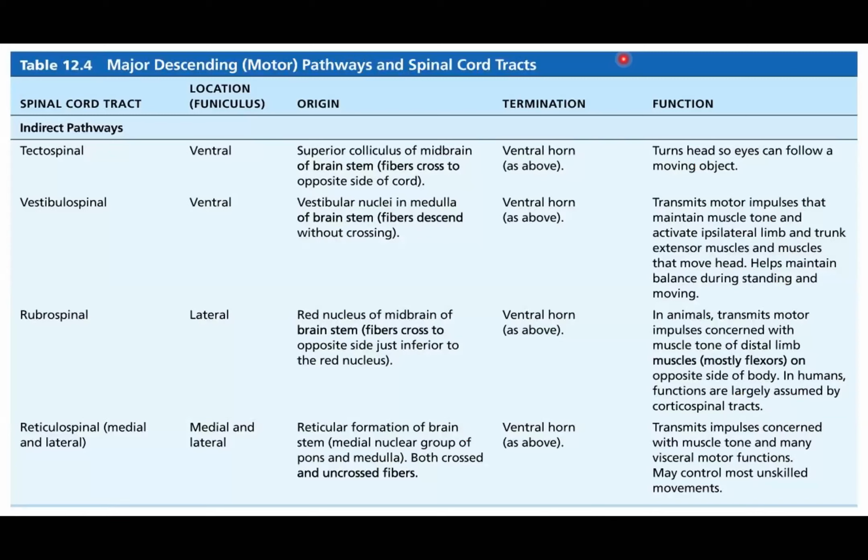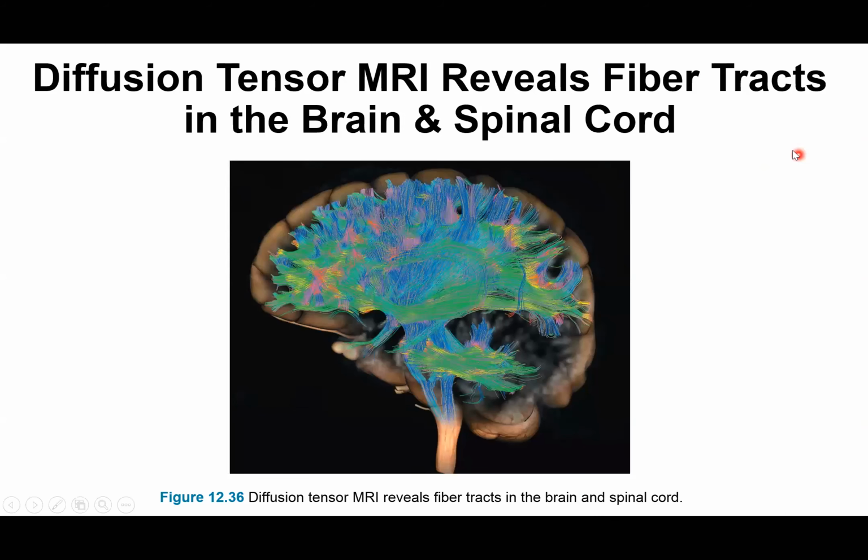So here is a summary table of the major descending pathways and tracts. And just to kind of put this in perspective, this particular picture is of a diffusion tensor MRI. And so this is showing you all the different fiber tracts superimposed on one another that are in the brain and the spinal cord, really. So, I mean, you can just imagine all of these different tracts crossing over and interacting with one another. It's really quite amazing to see this visually.